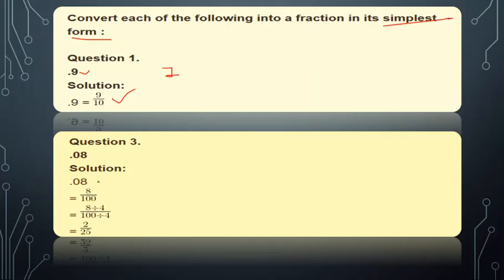And see question number 3, 0.08. Here we have to convert it into fraction form. There are two decimal places, so we have to write 8 upon 100. Now 8 upon 100 is not in its simplest form, so we have to convert it into simplest form by dividing by 4, or we have to cut. Here I will show dividing by 4: 8 divided by 4 and 100 divided by 4. So what do we get? 2 upon 25.